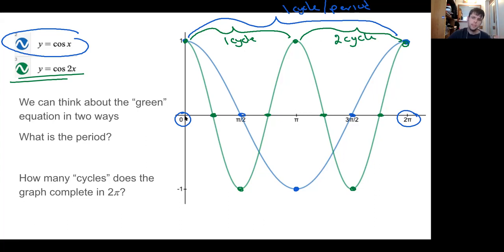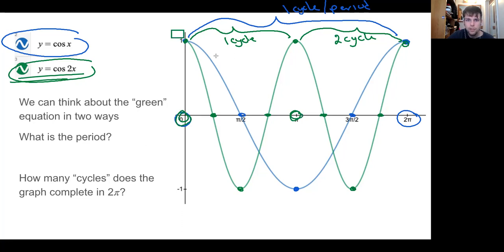So in the length of 2 pi, this graph is actually creating 2 full cycles. There's kind of 2 ways we can think about it. One, we can think about what is the actual length of one cycle for this green graph, which is another way to say what's the period, right? Well, the length of that period, we're going from 0 to pi. That's where that one period is.